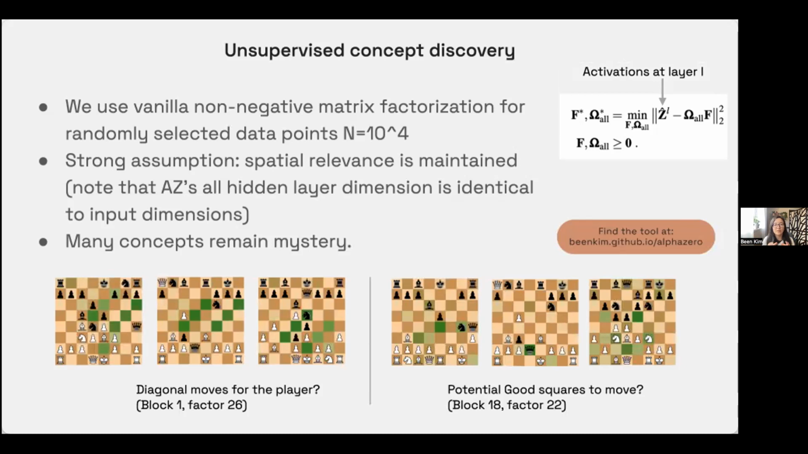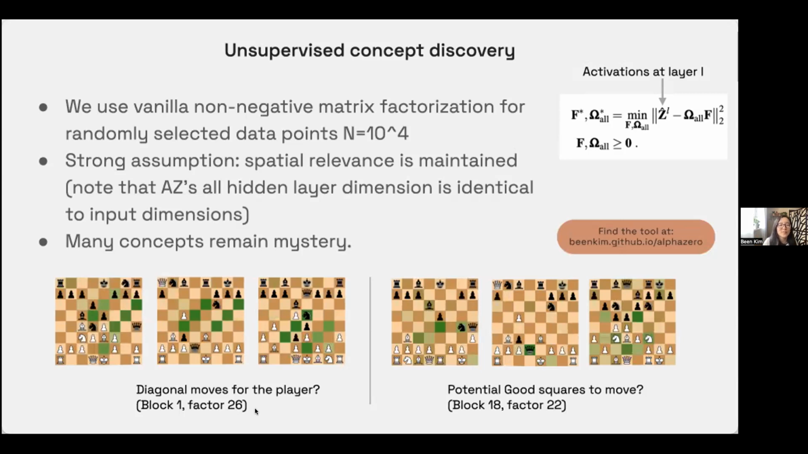So take layer 20; we call them blocks. AlphaZero's architecture is laid out such that all the dimensions in all layers are identical to the chessboard, so it doesn't grow or get reduced. Under that assumption, which we thought was reasonable, we visualized it accordingly. Many concepts that we discovered remain a mystery. So here are two concepts that we think we might have an idea of.